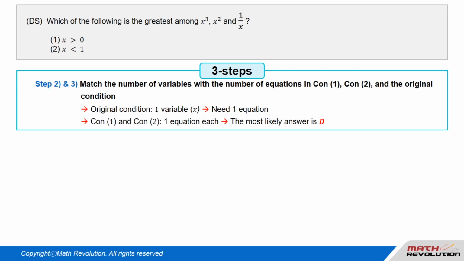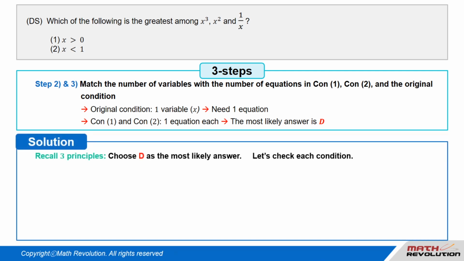Follow the second and the third steps. From the original condition, we have one variable, x. To match the number of variables with the number of equations, we need one equation. Since conditions 1 and 2 will provide one equation each, D would most likely be the answer. Recall 3 principles and choose D as the most likely answer. Let's check each condition separately.